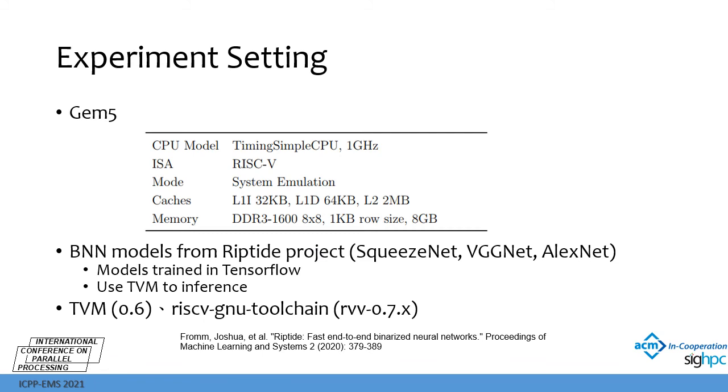This is our experiment setting. The DRAM configuration is set as the following table, and the BNN models are from the Riptide project, and we take SqueezeNet, VGGNet and NiNNet from this project. These models are trained in TensorFlow and use TVM to inference. And this is our software version.